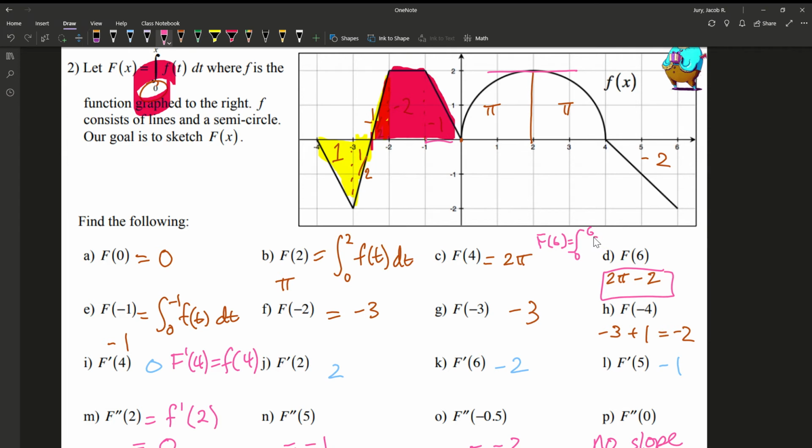I'm going to actually add the semicircle and the small triangle that's below the x-axis here together. So that's why I have 2 pi minus 2. So make sure when you're adding large sections that you include the area that's already happened before, and you just add those together. For H, it's the same way.